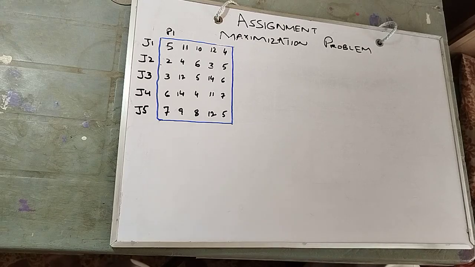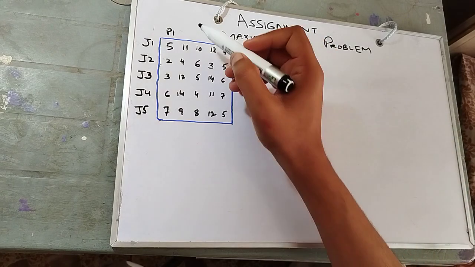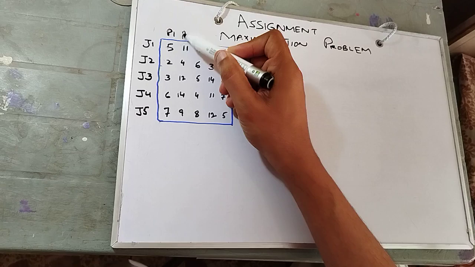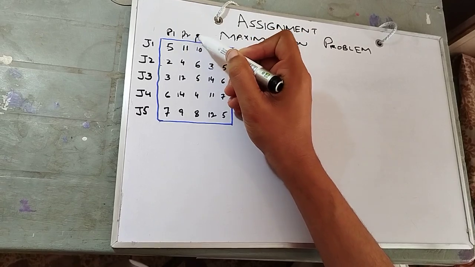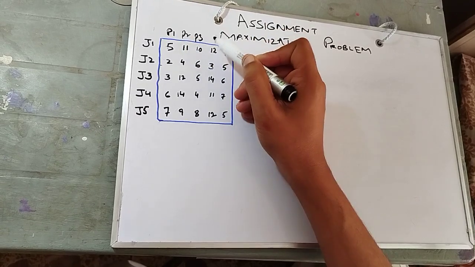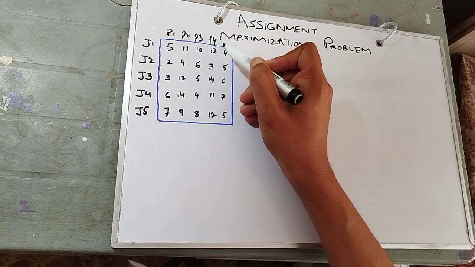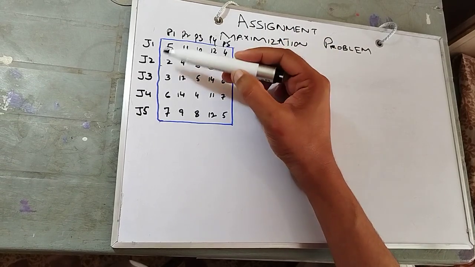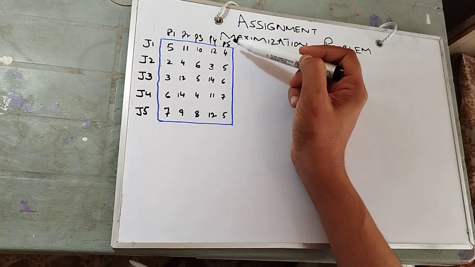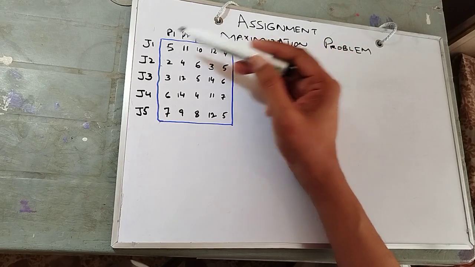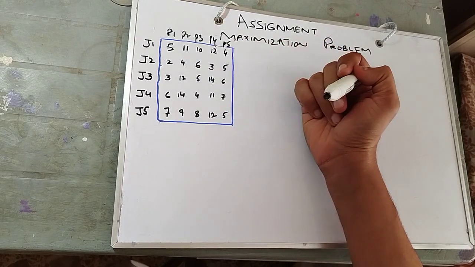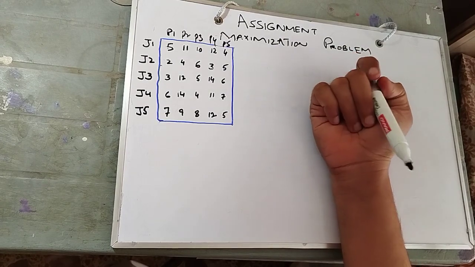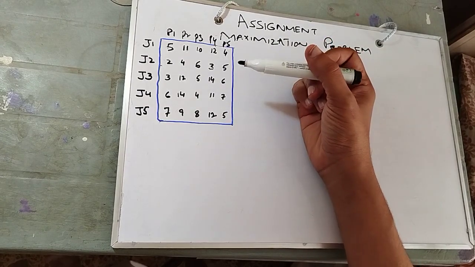Okay, dear students, this is the maximization problem. Remember, this is a bigger problem, so we will be pretty quick in that. You have to bear with me. So you see what is going on over here. There are 5 jobs and 5 persons to assign. We have 5 persons, 5 jobs, and it's a maximization problem. So first we have to make it minimize.